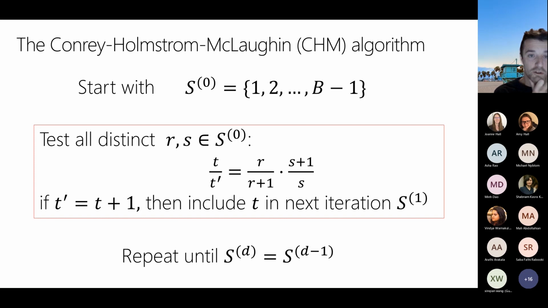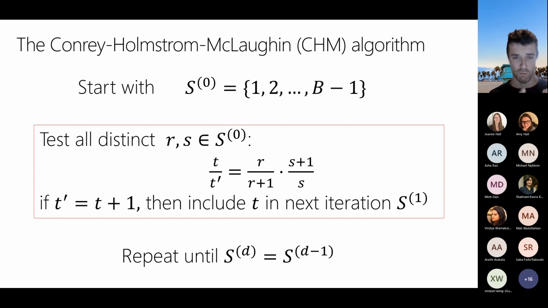The Conray, Holmstrom, McLaughlin algorithm goes like this. You write down your smoothness bound B. You start with the set of integers 1 through to B minus 1, and you test all pairs in that set. So you take any two numbers in the set, let them be R and S, and you test whether R over R plus 1 times S over S plus 1, if you write that fraction in lowest terms, happens to be T over T plus 1, a number divided by itself plus 1. Then you've found a pair of numbers that must be smooth, because all of the numbers from 1 up to B minus 1 are definitely B smooth.